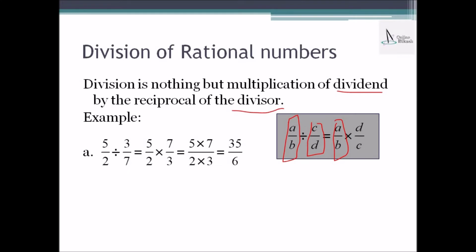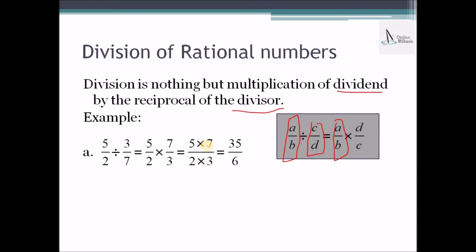We know how to multiply two rational numbers, or you can say we know how to multiply two factors. In my previous video, I discussed the multiplication of rational numbers. If you have not seen this video, then you can search my video and learn the multiplication of rational numbers. Okay, so 5 into 7 and 2 into 3.